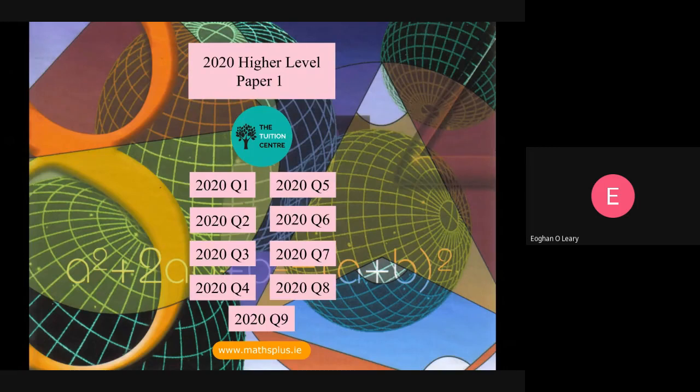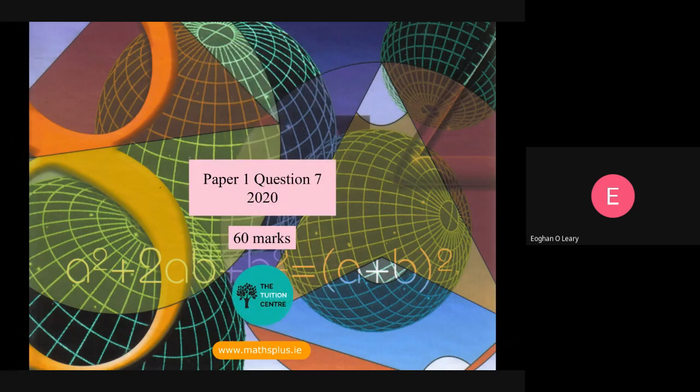Okay, we're on to the problem solving questions, the context and application questions. So we're going to start here with question 7. Question 7 is worth 60 marks, so it's actually the most valuable question in the entire paper.